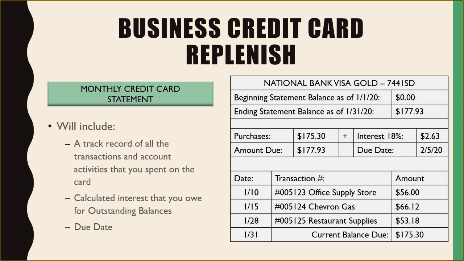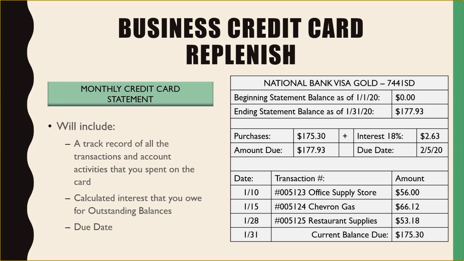So at the end of my billing cycle here, I end up spending $177.93. Now, is that true? Well, let's take a look. My total purchases was actually $175.30. But because I got interest of 18%, credit card companies are getting more expensive on interest. This credit card has an 18% interest rate.